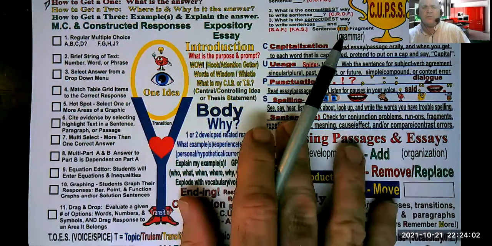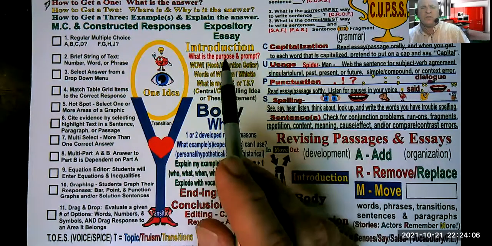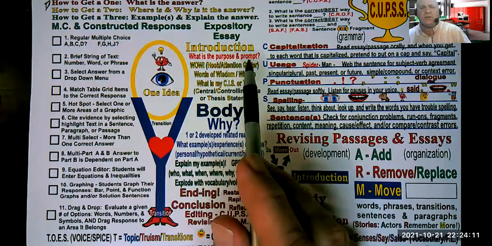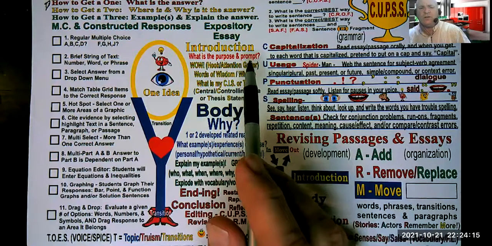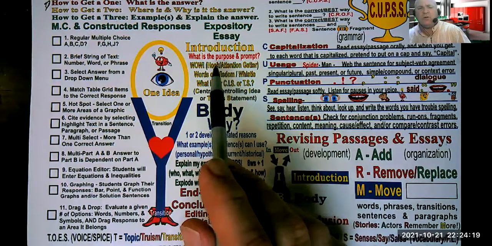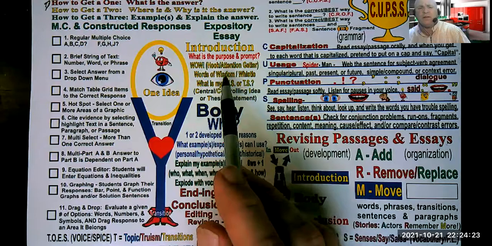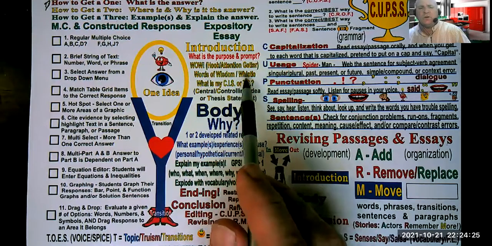So remember the red light, 911, the purpose is expository. The prompt was how getting support from others can create success. Do you have a wow, a hook, an attention getter, something that gets the reader's attention? You could have words of wisdom, the whistle, because I use a train for my plan. The train whistles.